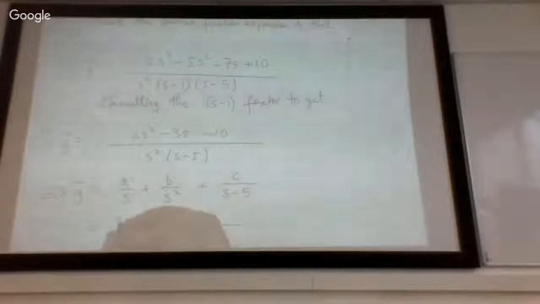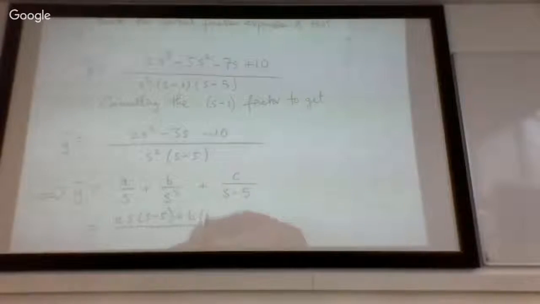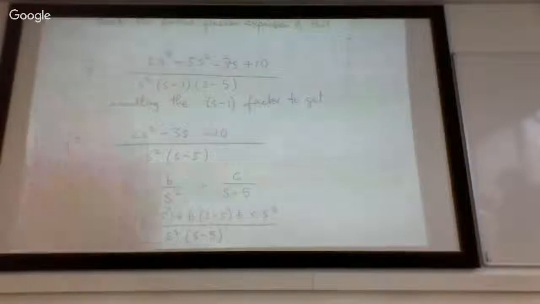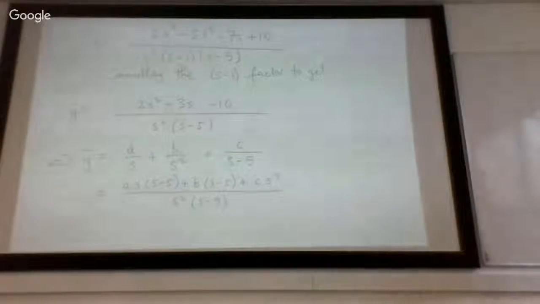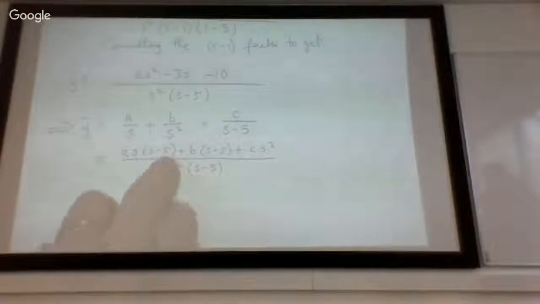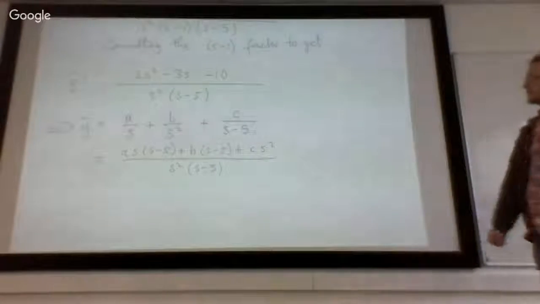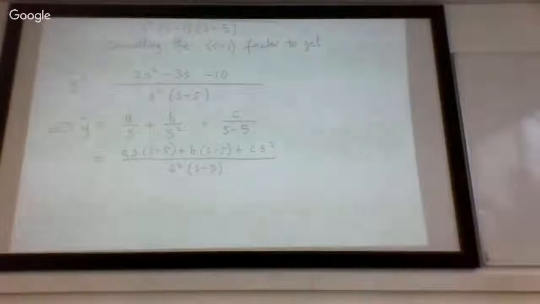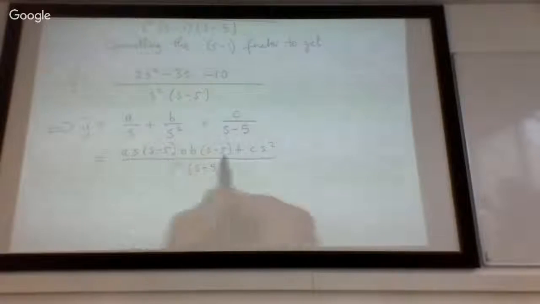So you're going to have an A times s minus 5, a B times s minus 5, and a C times s squared. That's multiplying over s squared times s minus 5 again. Then you expand out the polynomial at the top. Just be careful, we've got s's and 5s, so they look a little bit similar, so be careful to distinguish those. There's a factor s minus 5 in here.